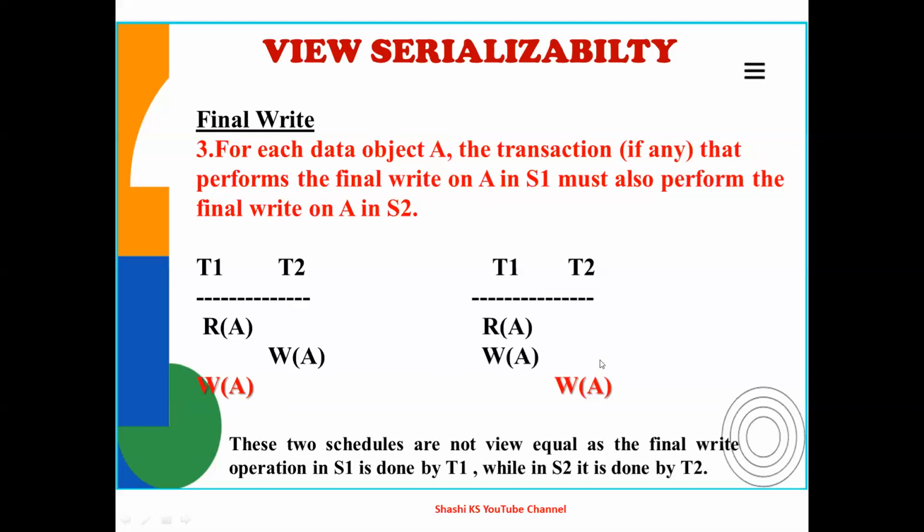Consider the second schedule, schedule S2. Here, who is performing the final write operation on the data item A? Transaction T2 is performing the final write operation on the data item A. In schedule S1, T1 is performing the final write, and in schedule S2, T2 is performing the final write. So these two schedules are not view equivalent. For schedules to be view equivalent, all these three conditions should be satisfied. Then only I can say that the two schedules are view equivalent. Okay, so I will repeat.